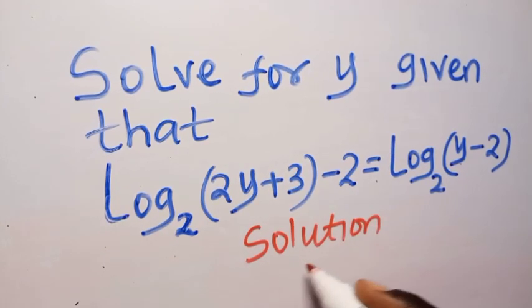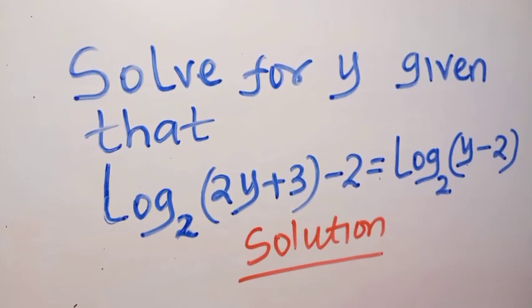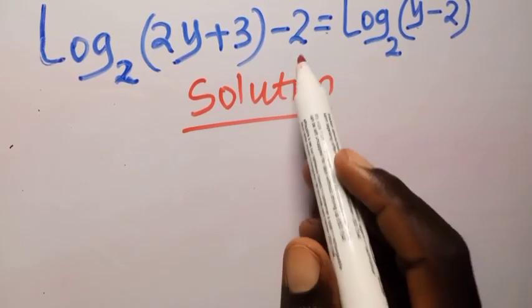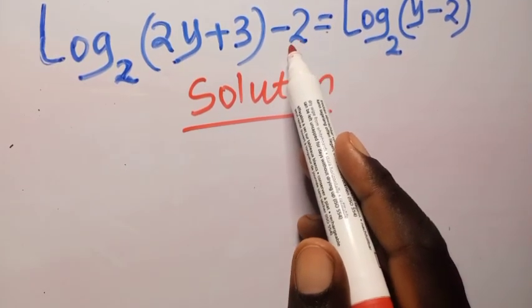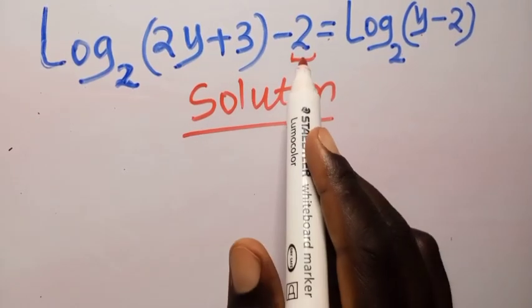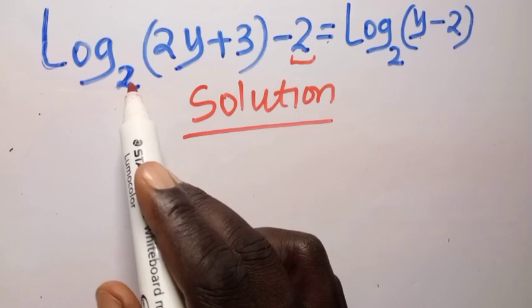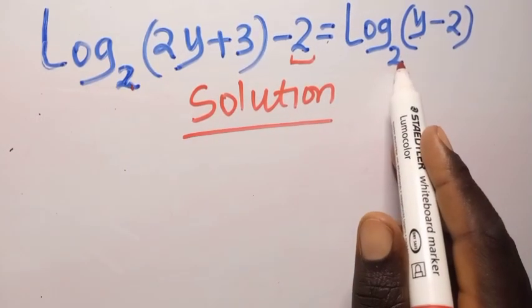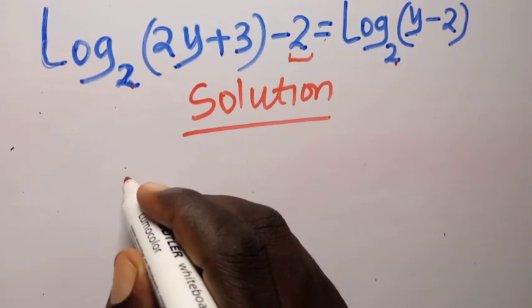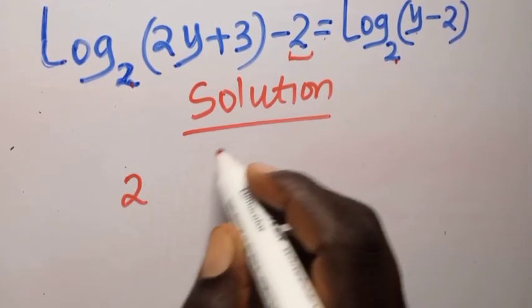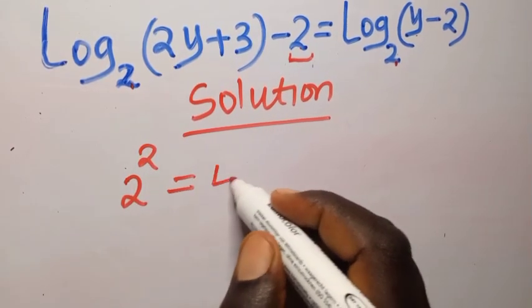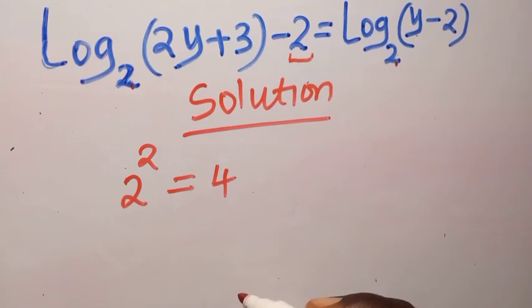The first thing that we shall do is introduce a logarithm to base 2 at this place. Because this one is a logarithm to base 2, and this one is also a logarithm to base 2, we shall say that this base 2 raised to this number, which is 2, what do we get? We shall get 4, because 2 raised to 2 is 4.